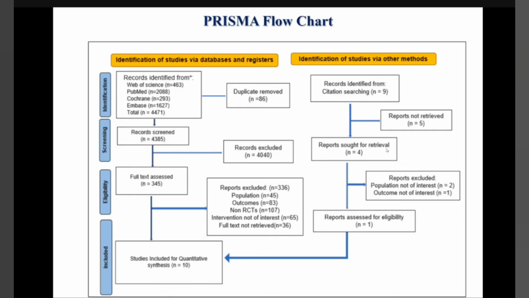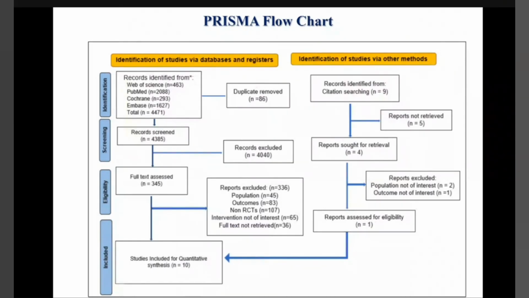Then from other sources, from the citations, we have searched the references of the included studies for relevant articles. We found 9 studies that might be potentially included. Then we found 5 that we can't retrieve due to some reasons. Then for 4 of the studies, we found that the population was mentioned differently and the outcome of interest is not there. So we finally include 1 more article, and in total we have 10 systematic reviews.